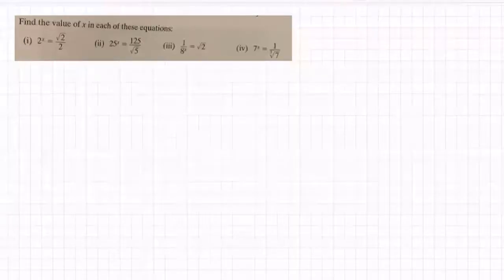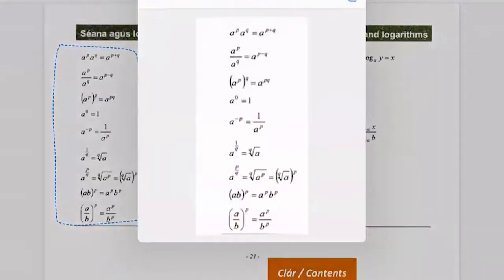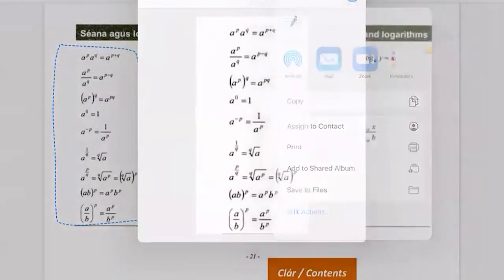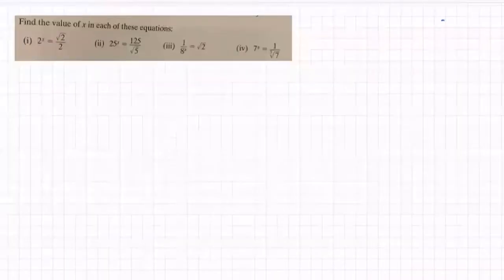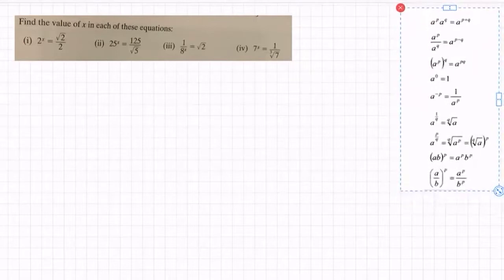Right, let's have a look at these ones. So find the value of x in each of these equations, and you can see you have indices again. So the first thing I would do in practice is open up my log tables. I'm just going to copy them over here so we have a copy and we're not flicking over and back. Okay, so there's my rules of logs or rules of indices. So find the value of x.